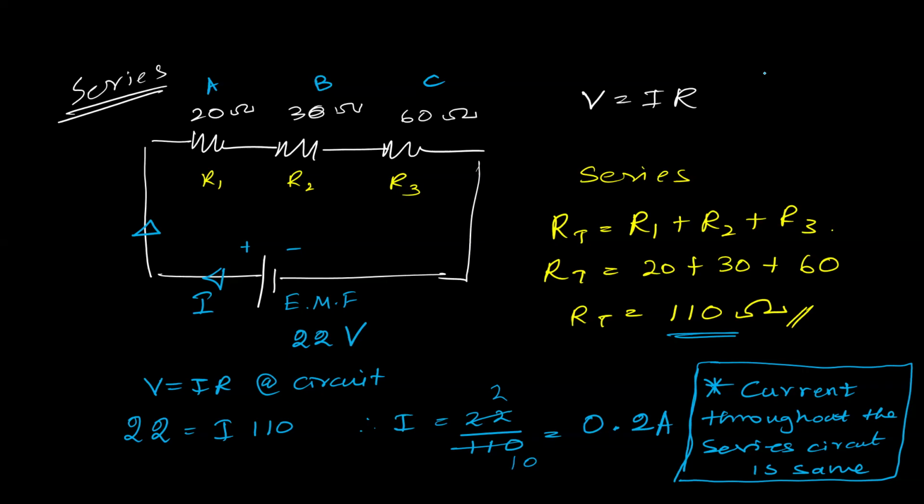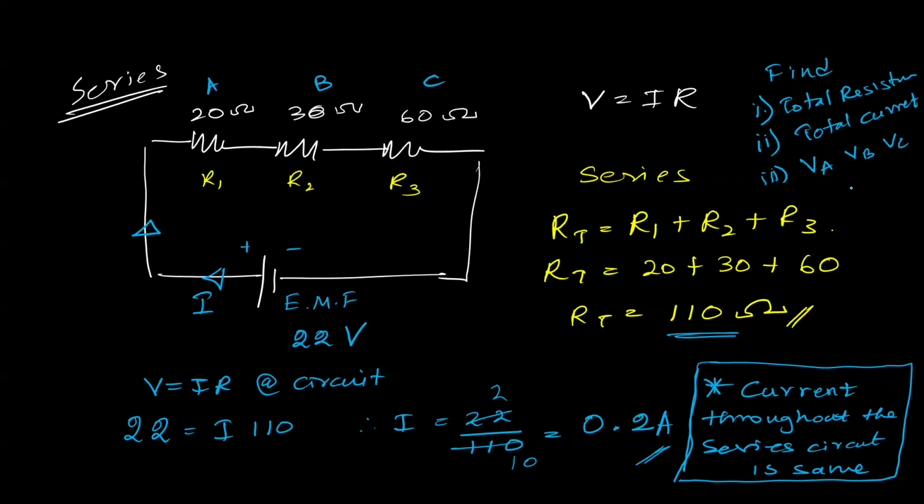Okay, you can think the first question was find total resistance. We have found it. Second one, find total current. We have found that also. So the next question is going to be find voltage of A, voltage of B, and voltage of C. Just the ones who want to take it down, quickly take it down. Others, you all can try VA, VB, and VC.